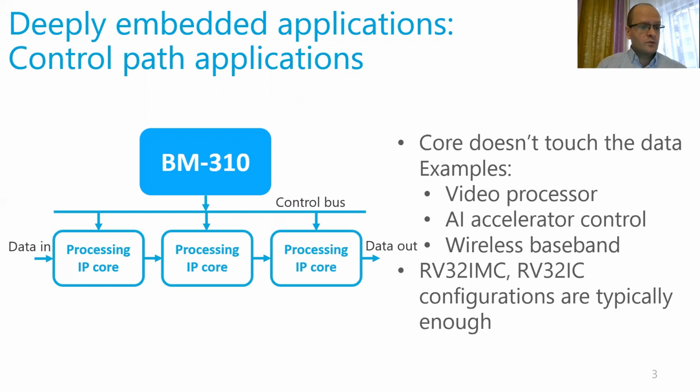Typically, for such applications, a simple core like BM310 with base configurations like RV32IMC or RV32IC is enough, and the basic feature set is also usually used.